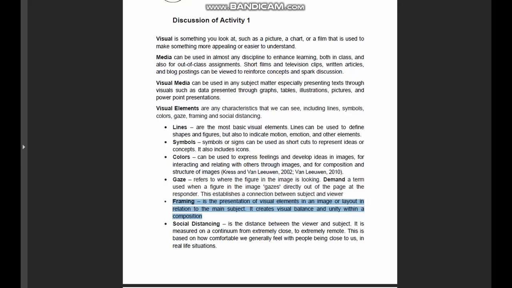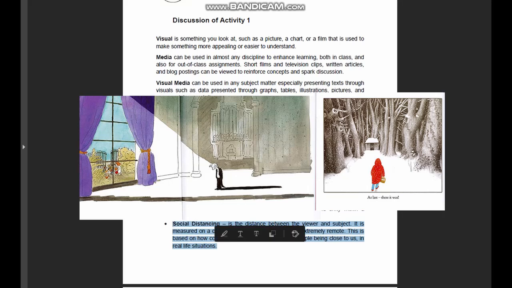Next, we have social distancing. Very useful word for this pandemic. We have social distancing. It is the distance between the viewer and subject. It is measured on a continuum from extremely close, sobrang lapit, to extremely remote, sobrang layo. This is based on how comfortable we generally feel with the people being close to us in real life. Okay?